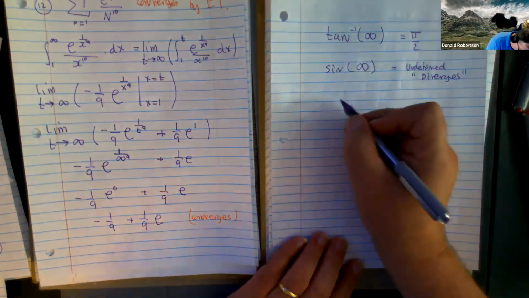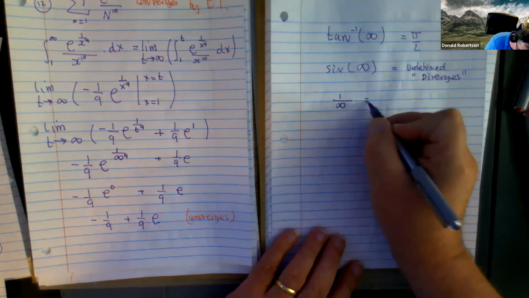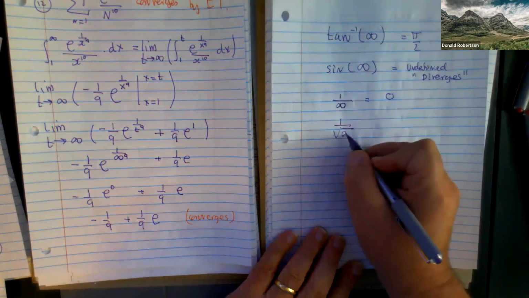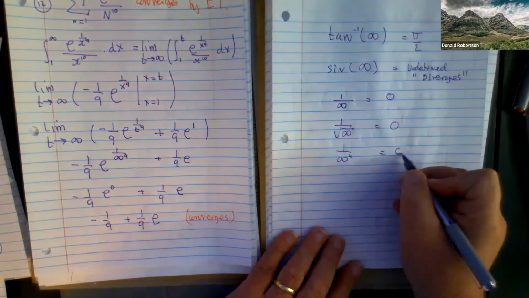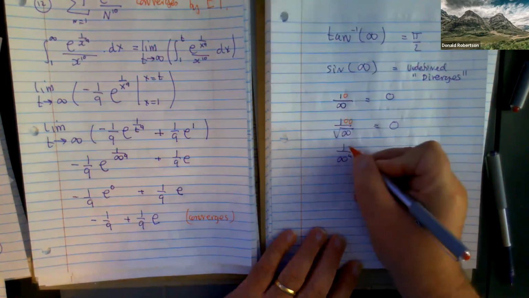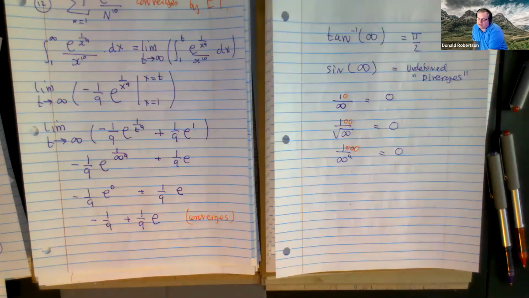What would that guy give me? 0. Does it matter if there's a 10 or 100 or 1,000? No. Anytime you see infinity on a bottom, aren't you going to make the answer 0? 1 over infinity or any other number over infinity is 0. So when you're doing brute force questions, bear that in mind.